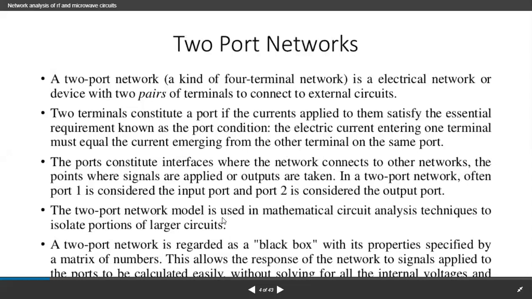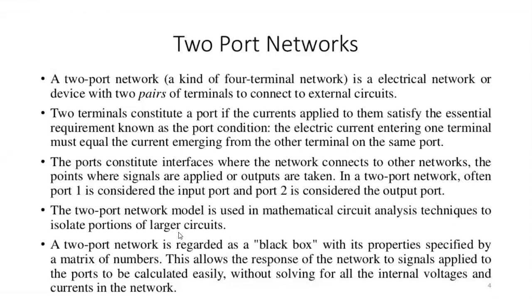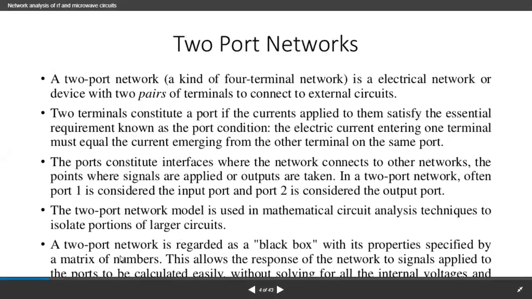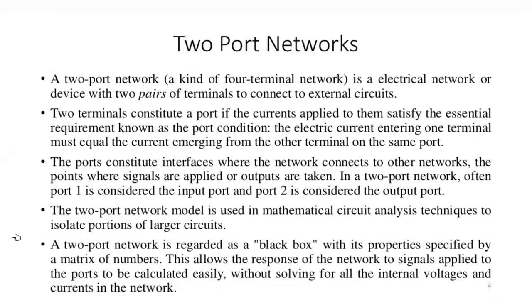The two-port network model is used in mathematical circuit analysis techniques, mainly to isolate portions of a larger circuit. If you have a larger circuit, you will make a partition so that the analysis of the circuit can be done easily. A two-port network is regarded as a black box with its properties specified by the matrix numbers. This allows the response of the network to signals applied to the ports to be calculated easily, without solving the internal voltages and currents of the network. So these are certain properties which your two-port network has.